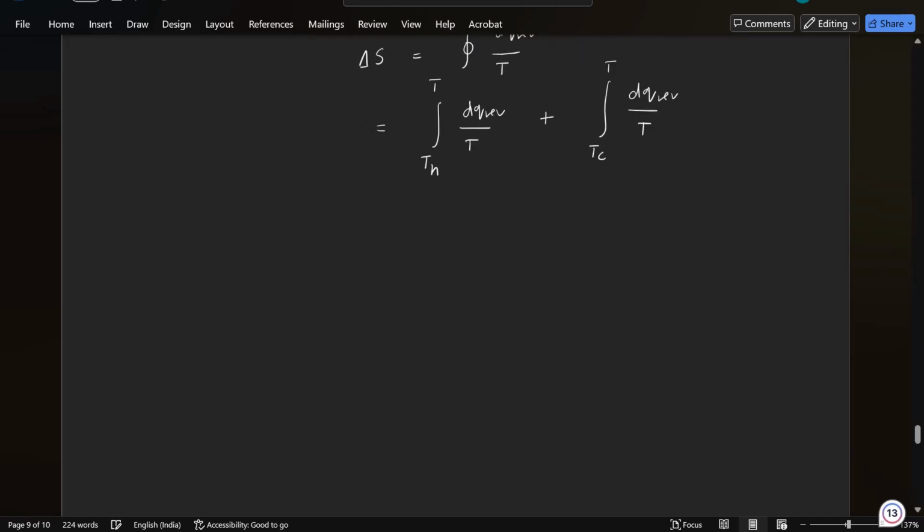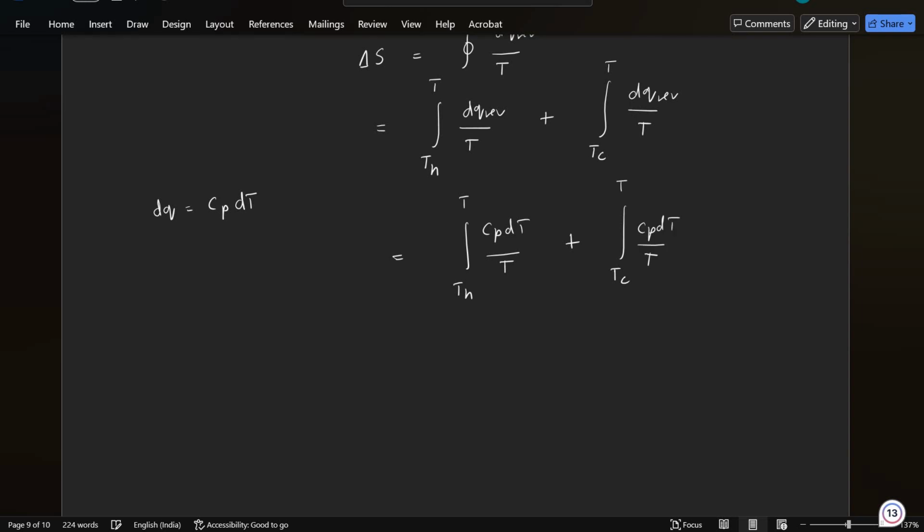So what is dQ reversible? It's like a constant pressure process. So what's the dQ? dQ at constant pressure is equal to Cp dT. Okay, so let's substitute that. From TH to T, Cp dT by T, plus from Tc to T, again Cp dT by T. It's the same material, so you don't have to worry.